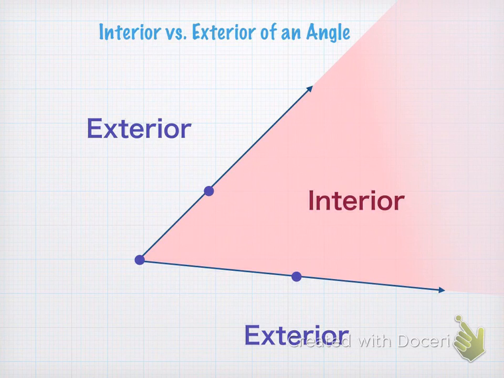Now, really quickly here, this just is to define where the interior of the angle is and where the exterior of the angle is. So, interior is any of this space in here and as far out as it will go. Exterior is anything on the outside. Okay?